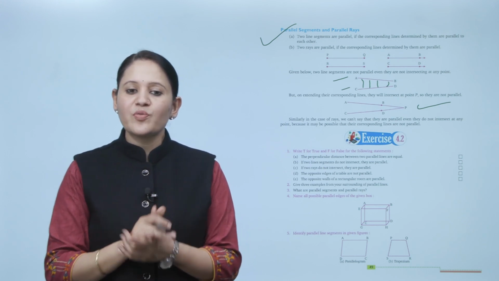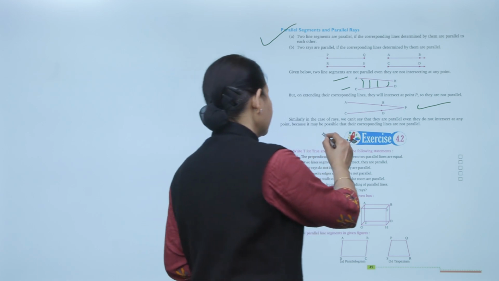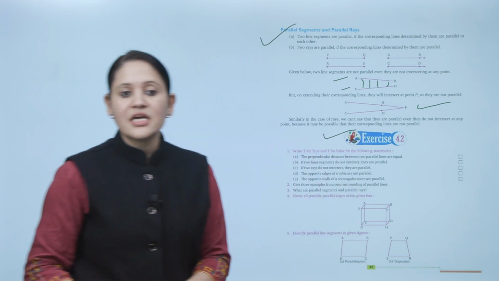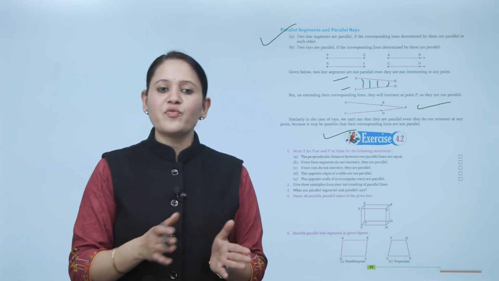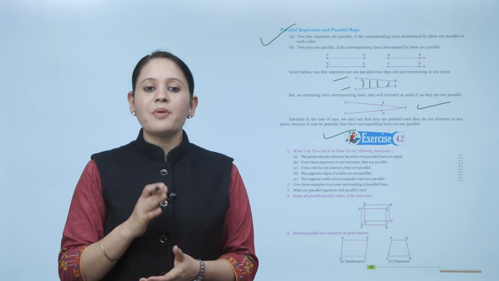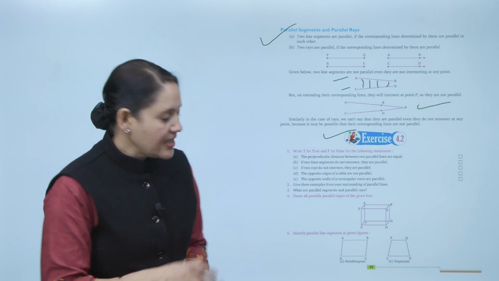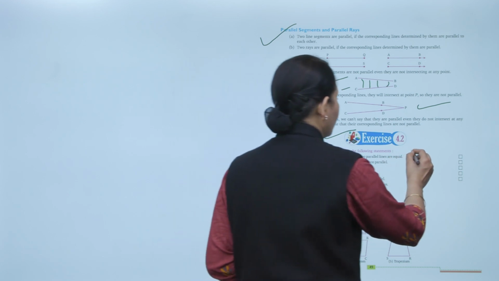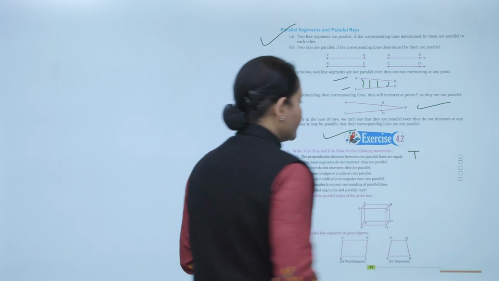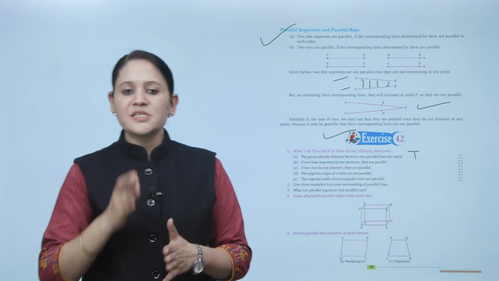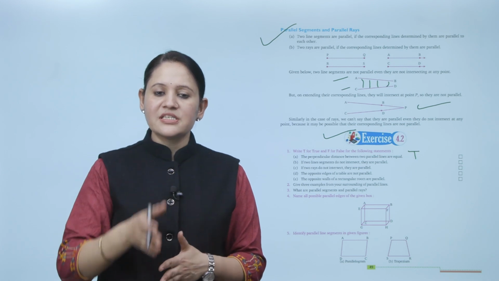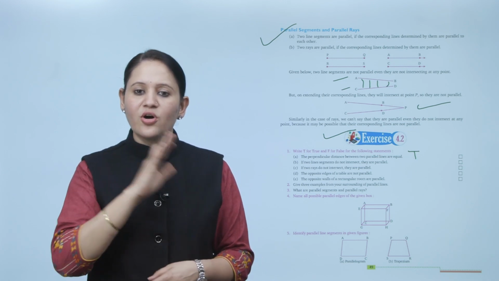Next is exercise 4.2. Write T for true and F for false for the following statements. First is, the perpendicular distance between two parallel lines is equal. Yes, that is true. So we'll write T for it, because parallel line के बीच की जो perpendicular distance है, that is always equal or constant.